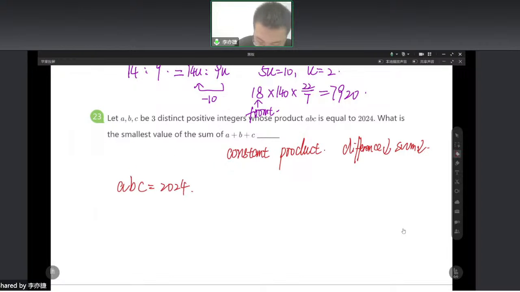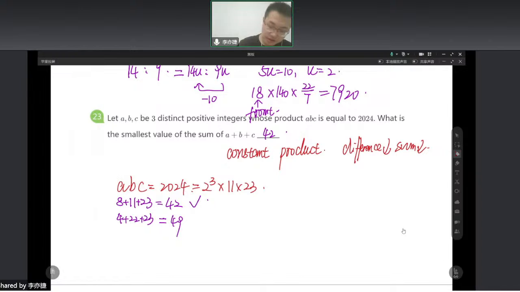Now, 2024 can be written as 2 to the power of 3 times 11 times 23. So how to make them close enough? We have two ways. First, the 23 must be here, so then maybe we have 8 and 11, or we can make it 4, 22, and 23. Just make the numbers close. We compare the two: the sum of this is 42, and the sum of this is obviously larger than 42. This is the smallest, so it's 42. Easy question.